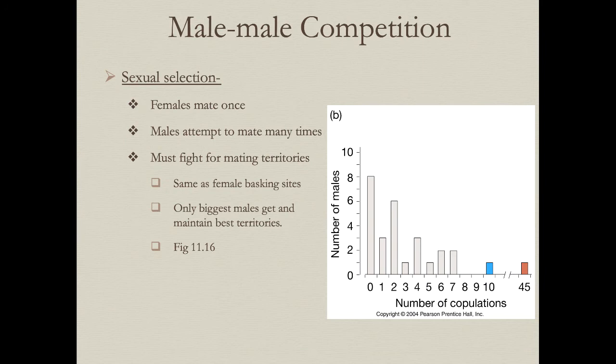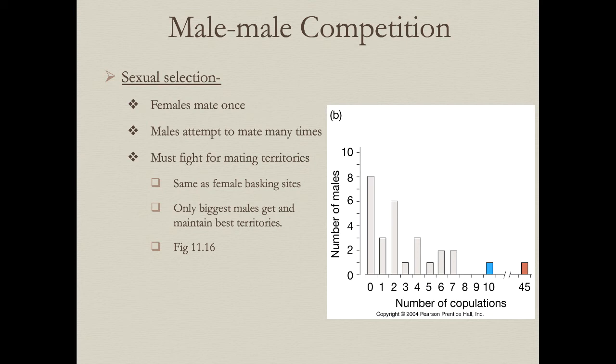Well, it turns out in this species, the females just mate once and then they're good. They've got enough sperm to produce their offspring. But the males are attempting to mate with as many females as possible. Again, males are going after quantity. Now, to do this, they have to fight for mating territories. And these mating territories are the same as the preferred female basking sites.